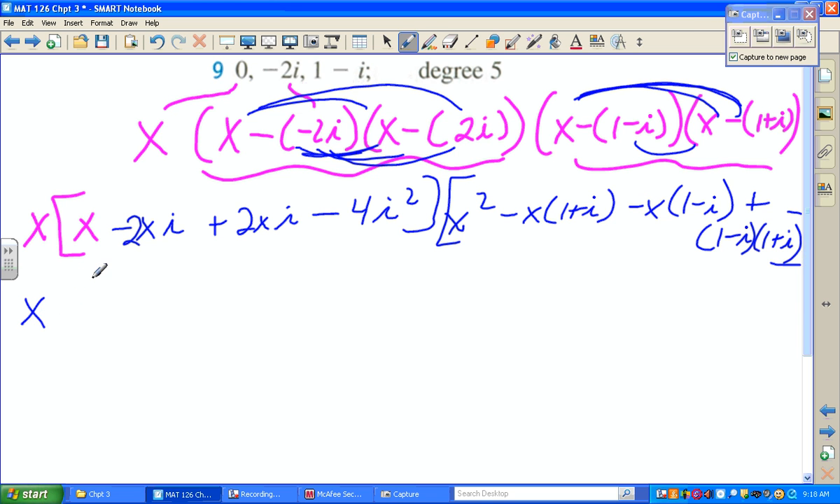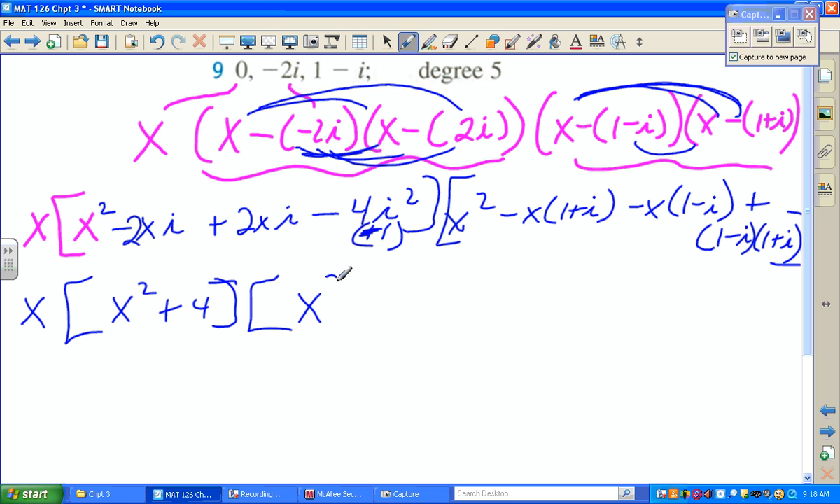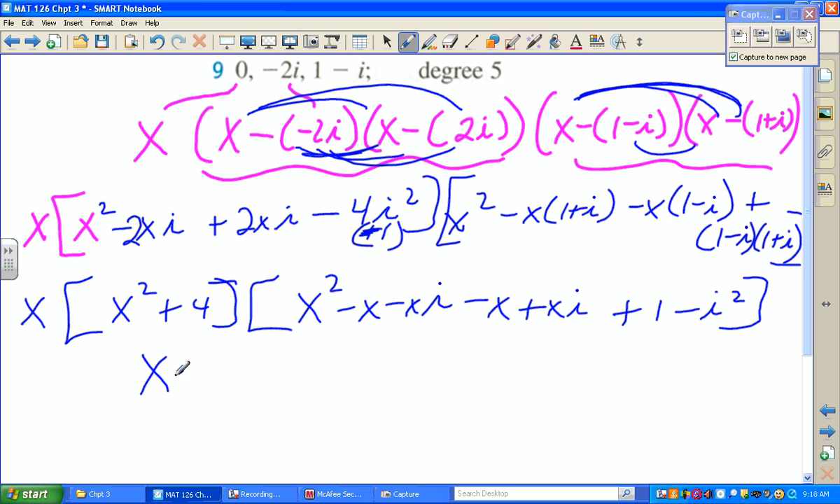That's not too difficult. Those cross off. That becomes a plus 1 or minus 1. So x squared plus 4 for the first one. That's a quadratic factor. That's power 2. And it looks like I'm going to need one more step here. x squared minus xi minus x plus xi plus 1 minus i squared. That turns into negative 1, so plus 2.